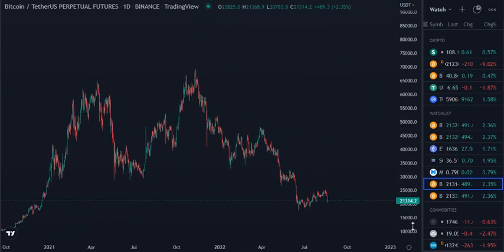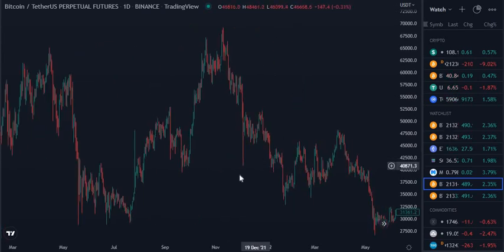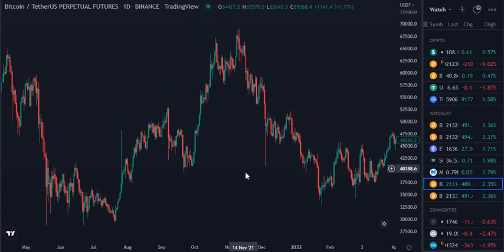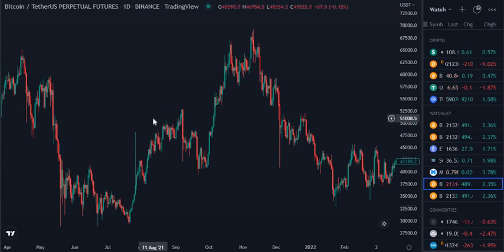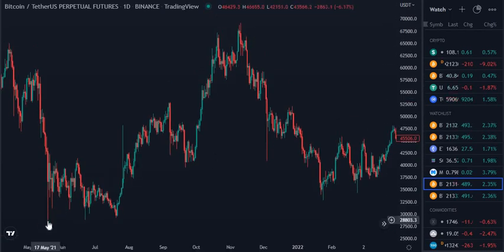This is the price chart for Bitcoin against the US dollar, the daily chart. Right here we have a bullish trend characterized by higher lows and higher highs. This is where we had the previous low and then the higher low.